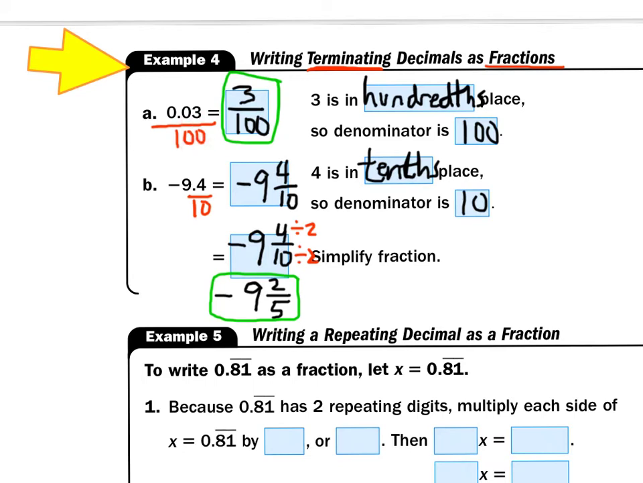So that way you can see it. You can see that it's 3 over 100, and we can't reduce, so box your answer.